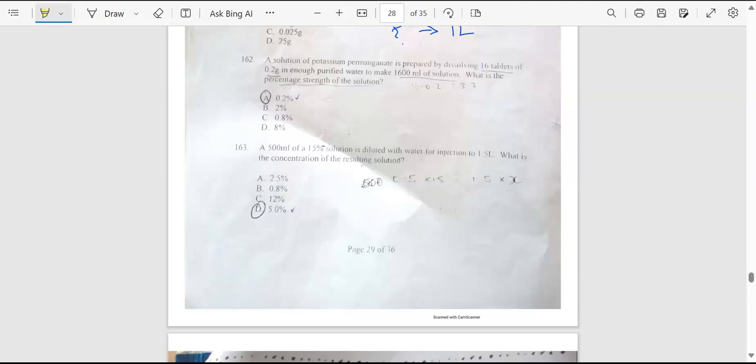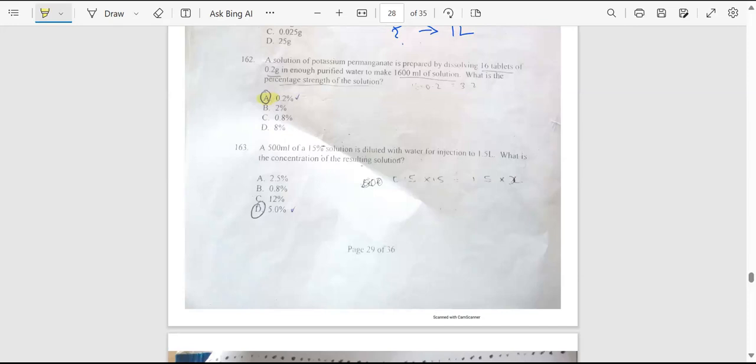Number 163. Thank you, Divya. Divya has shared the calculation on the chat box for anyone who's getting lost. So, great. Number 163: 500 ml of our 15% solution is diluted with water for injection to 1.5 liters. What is the concentration of the resulting solution?